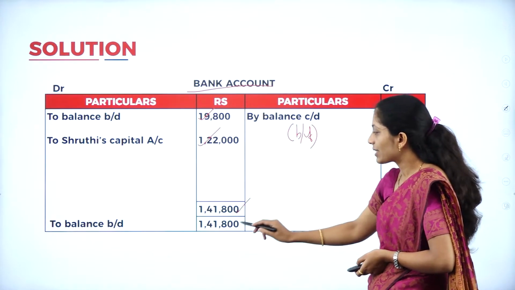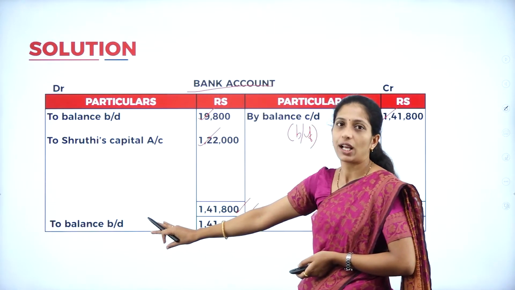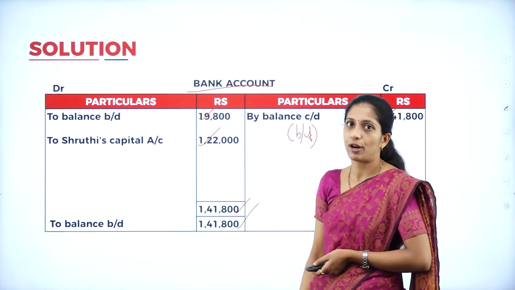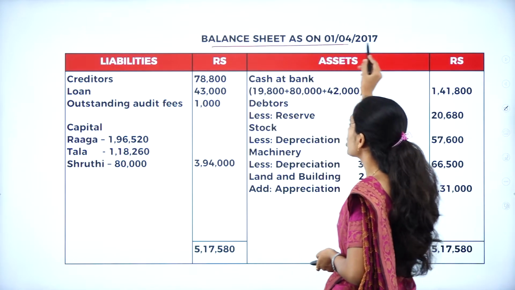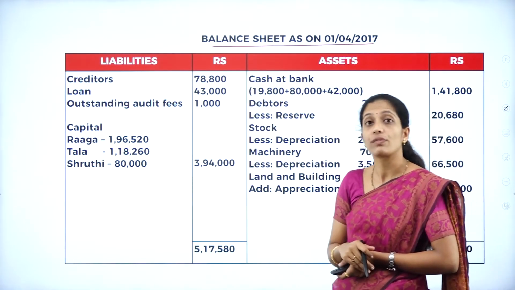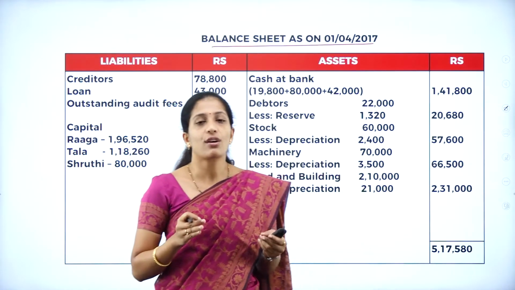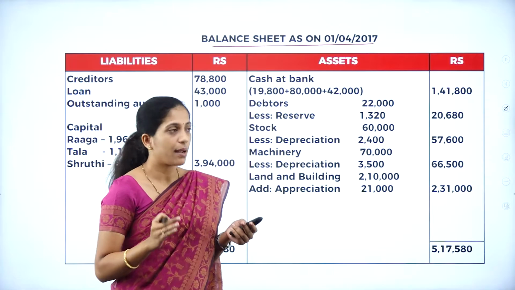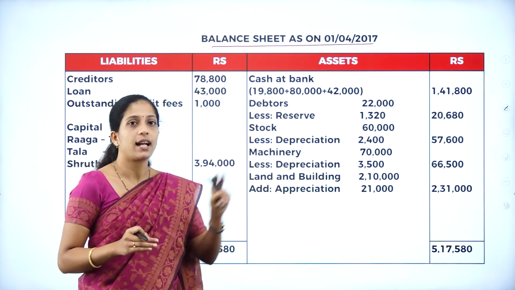1,41,800. So this is the balance. Whatever the amount you have carried down, you have to bring down that balance as balance brought down. Now the last statement to be prepared is the balance sheet, and we have to prepare the balance sheet on which date? On the date of admission of a partner. So here also your balance sheet format remains the same. We will be having liabilities, amount, assets and amount.